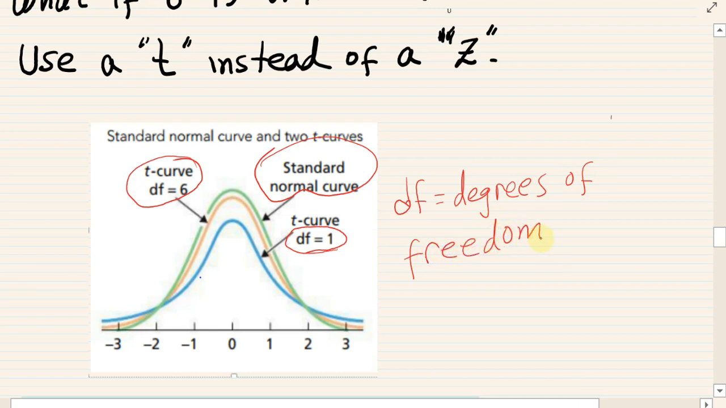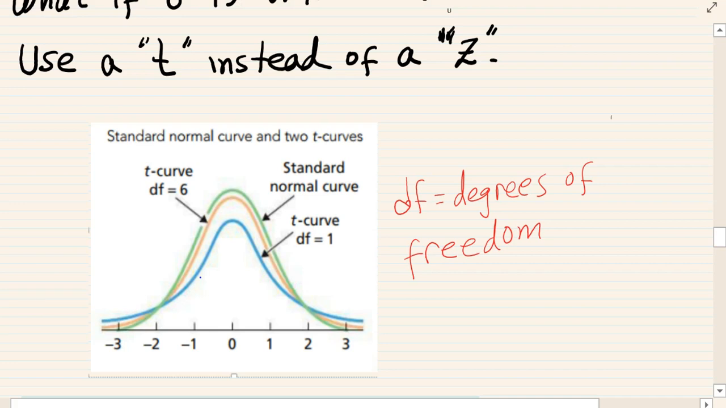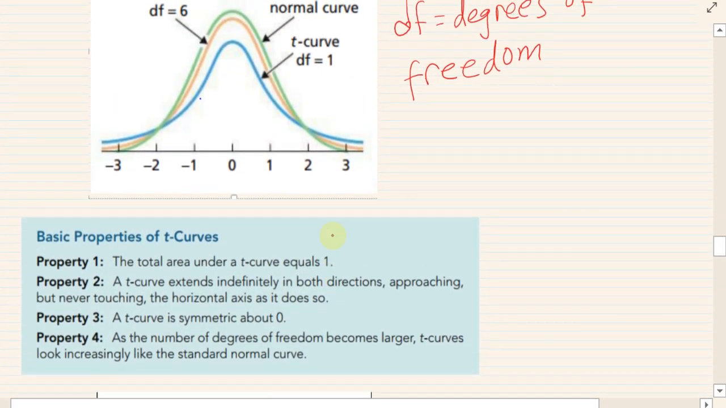Now, the gentleman that actually discovered this distribution, his name was William Sealy Gosset. And he's the one who called the parameter of the T distribution its degrees of freedom. So that's where it's getting its name from. All the degrees of freedom tells you is how to draw the curve. Basically, that's all the degrees of freedom indicates. Once passed on to the software, the software knows how to actually draw this curve.